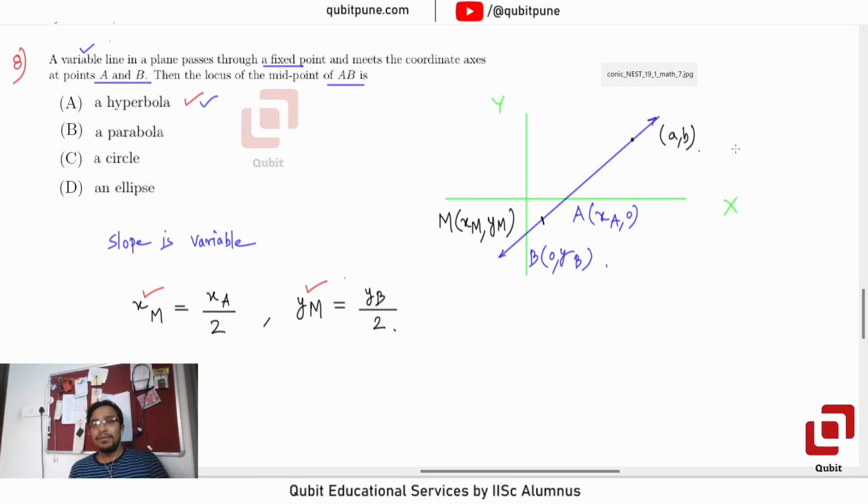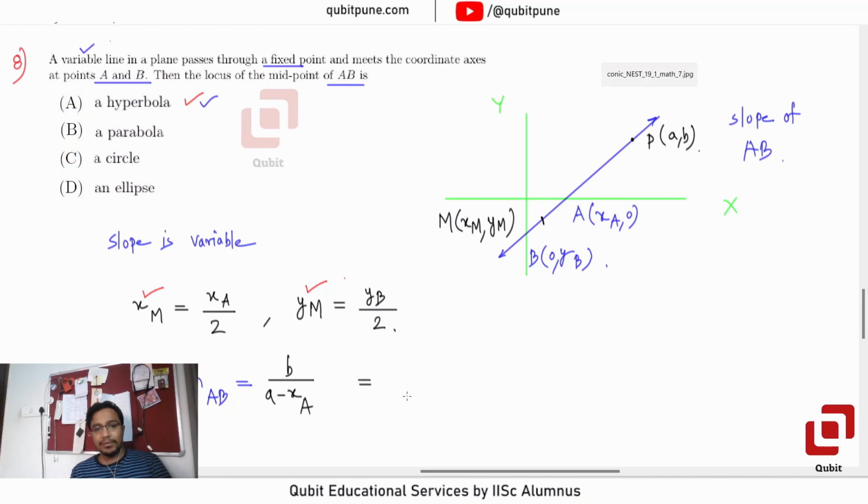Of course we have to make use of the slope of this line, because that is not going to change, the slope of AB. We can use two pairs of points to calculate the slope. First, if I call this point P, I can use the coordinates of P and A to calculate the slope, and I can also use the coordinates of P and B to calculate the slope. Correct? So if I use P and A, then it will be y2 minus y1, so b minus 0 upon a minus xa.